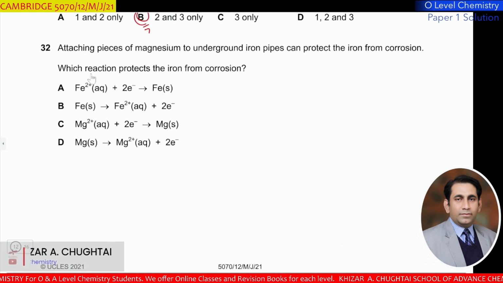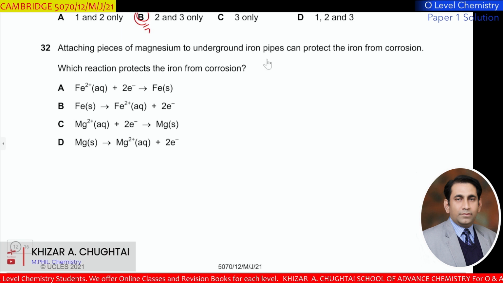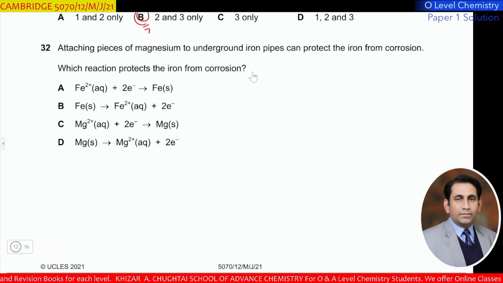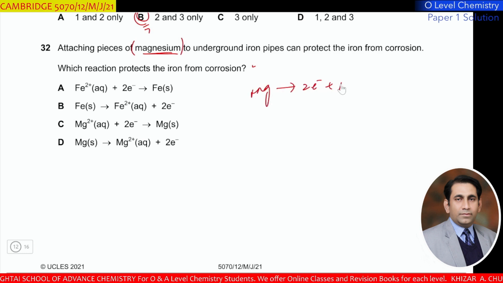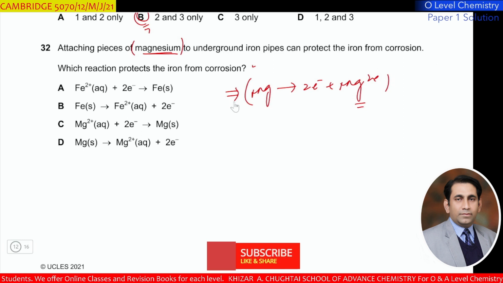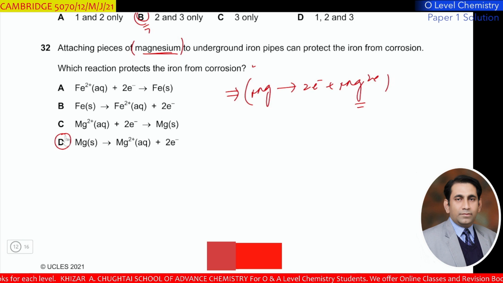32. Attaching a piece of magnesium to underground water pipes can protect the iron from corrosion. Which reaction protects the iron from corrosion? It means that magnesium reacts before the iron. Magnesium loses 2 electrons and changes itself into magnesium 2 positive ion. Because of this reaction, the iron is getting protection. So which one is the correct option? The last one, D. 32, D is the correct option.